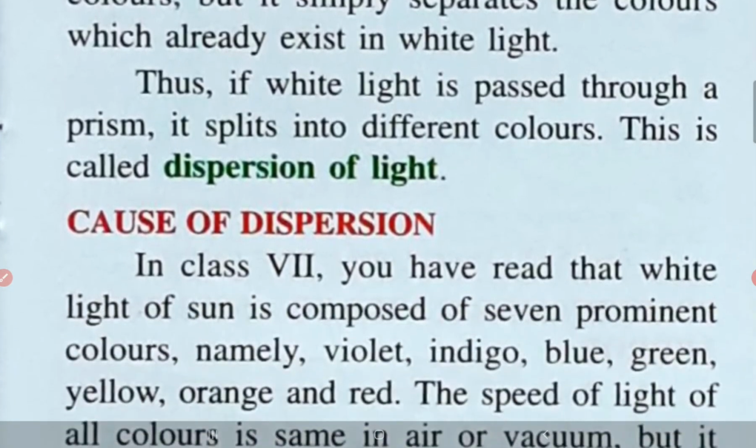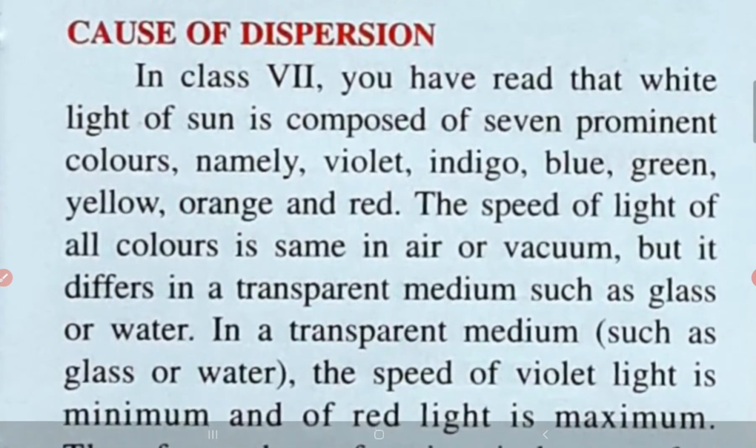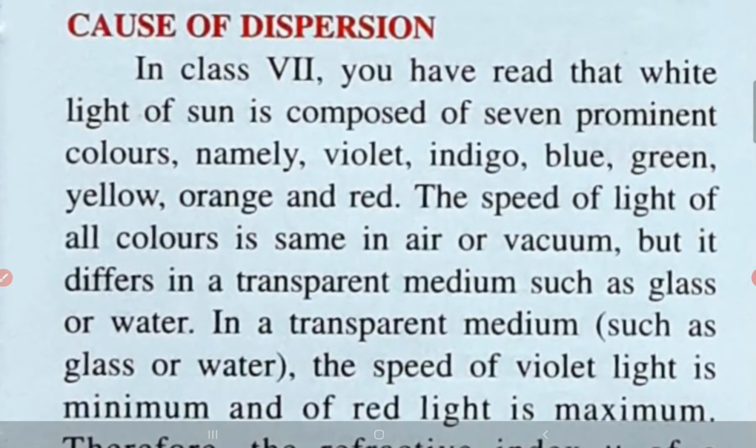Let us go to the cause of dispersion. In class 7 you have read that white light of the sun is composed of 7 prominent colors, namely violet, indigo, blue, green, yellow, orange and red. The speed of light of all the colors is the same in air or vacuum, but it differs in a transparent medium such as glass or water.